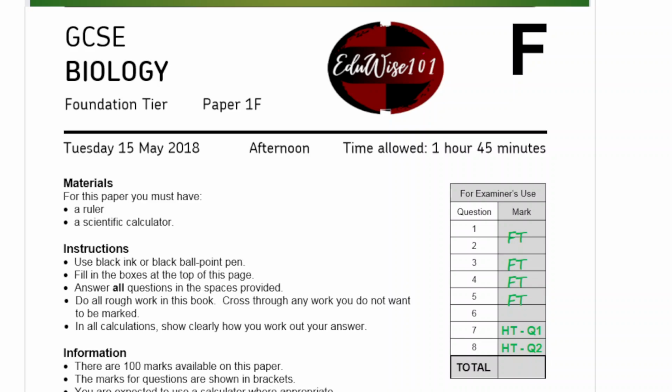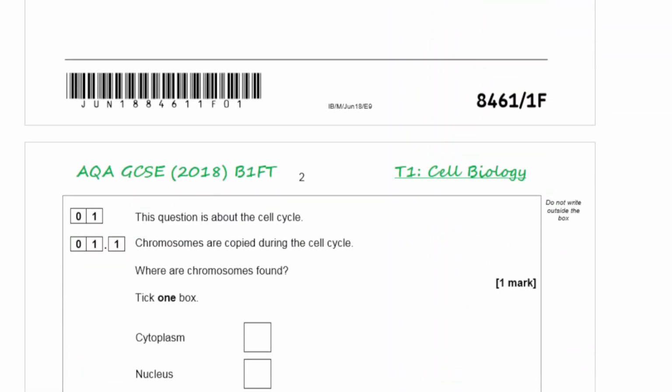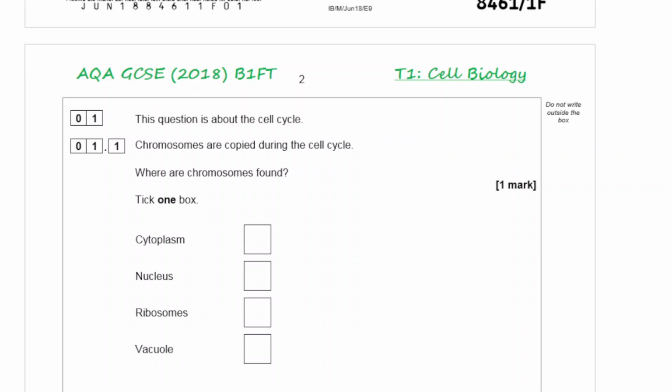Questions 1 to 6 are questions that appear only in the foundation tier. So let's have a look at question number 1. Now remember that you are going to be tested on 4 main topics in the biology paper 1. Topic 1 is on cell biology, topic 2 is on organization, topic 3 is on infection and response, and topic 4 is on bioenergetics. So question number 1 is on the topic of cell biology.